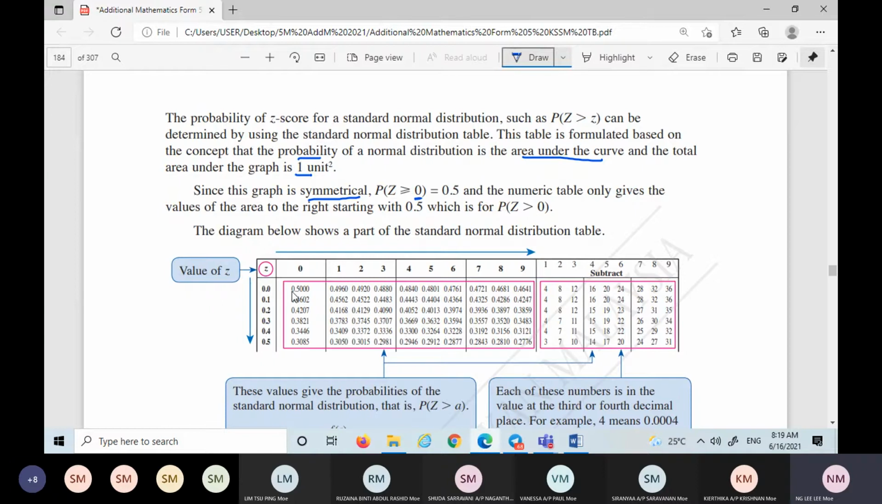You see, it starts from 0.5, when z is 0. This means if your graph here is 0, for Z greater than 0 the area under the graph, this part, is 0.5. This is the meaning, it starts from here. So for 0.1, what's the meaning? The answer is 0.4602.